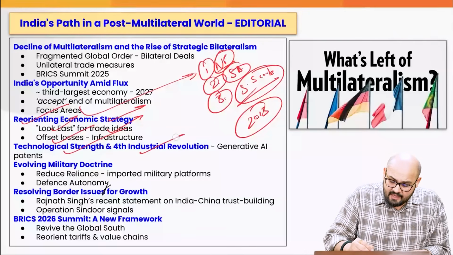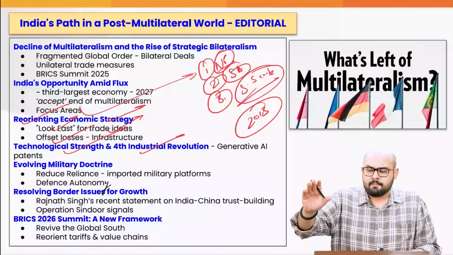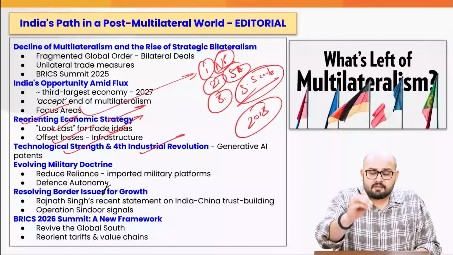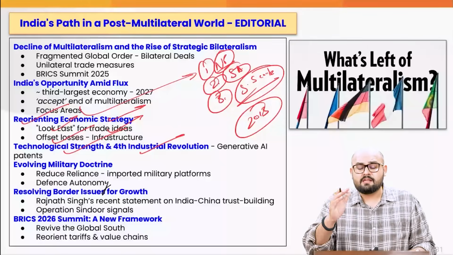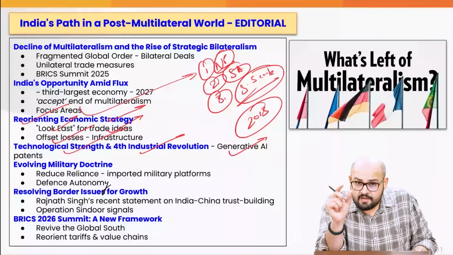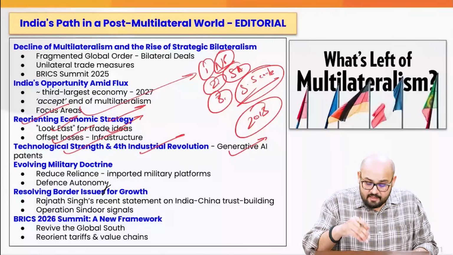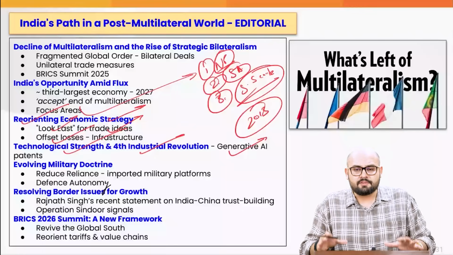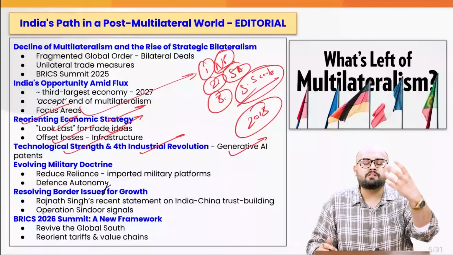Next is technological strength and the fourth industrial revolution. Very, very important. Technology, be it cloud computing, machine learning, artificial intelligence, or blockchain, is the future. Therefore, India must consistently invest in these technologies. The author also says, and it is very good news that you can quote in your answers, that when we talk about generative AI patents, India has surpassed the UK and Germany. This tells us about the prospects of growth we have in these domains of technology.